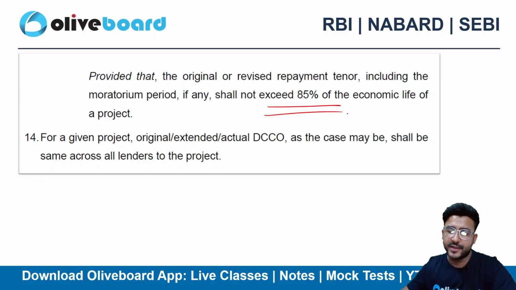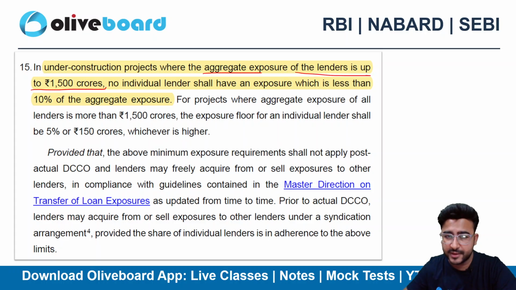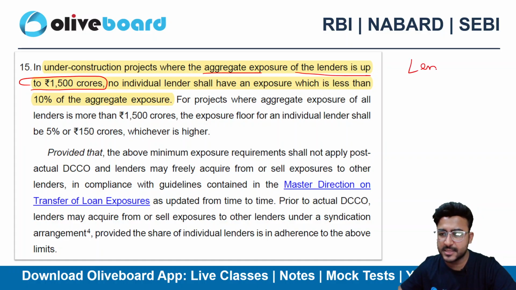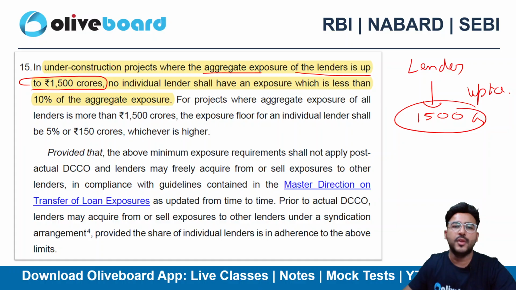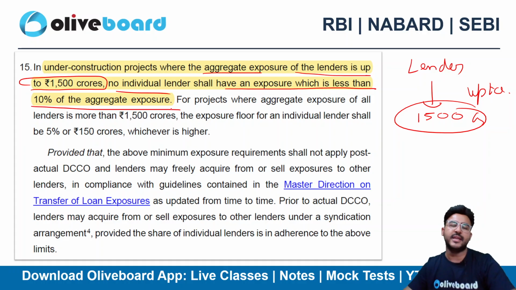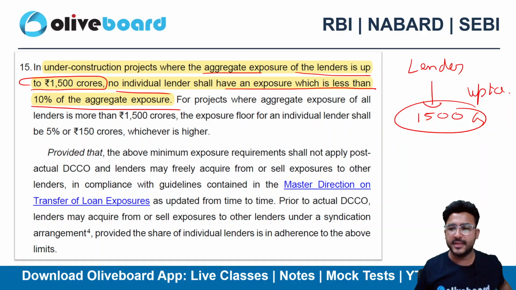And there is a criteria of 85% as well that we discussed, right? Now in under construction project where the aggregate exposure of lender is up to 1,500 crore, let's suppose the lender, which is a bank, the aggregate exposure is up to 1,500 crore. No individual lender shall have an exposure which is less than 10% of the aggregate exposure, right? So if you are an individual lender, let's suppose there are 10 lenders here, right? No individual lender should be having exposure less than 10%.